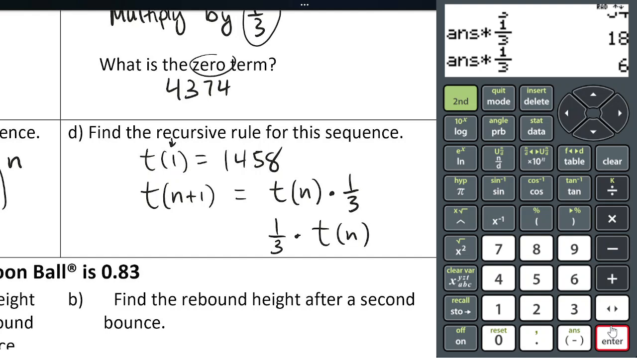So again, this t of n represents the value at a particular spot n, and then t of n plus 1 represents the next one in the sequence. So this just reads the next term in the sequence is 1/3 of the term that you're at. That's the recursive rule. And these two together form the recursive rule.